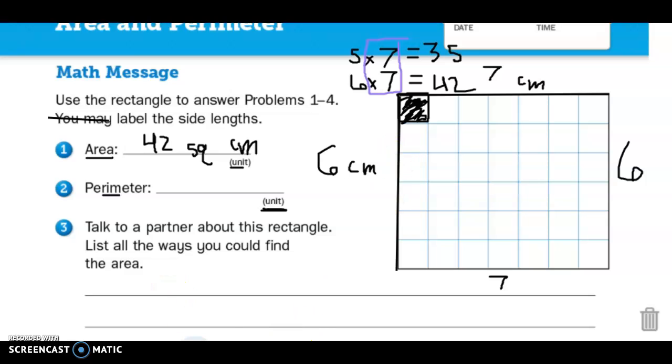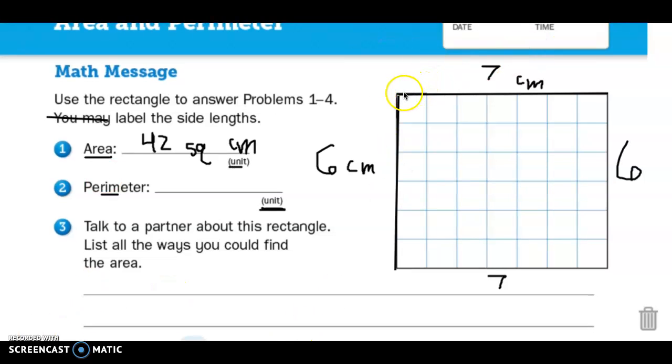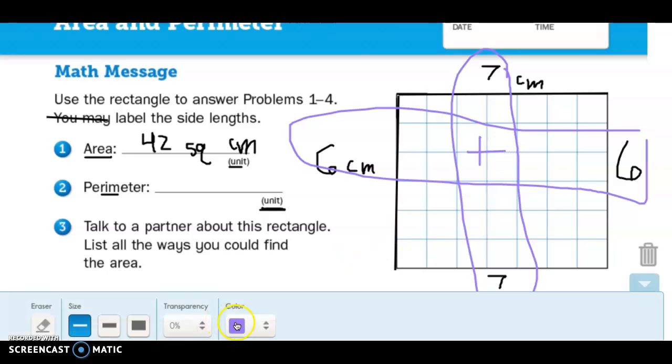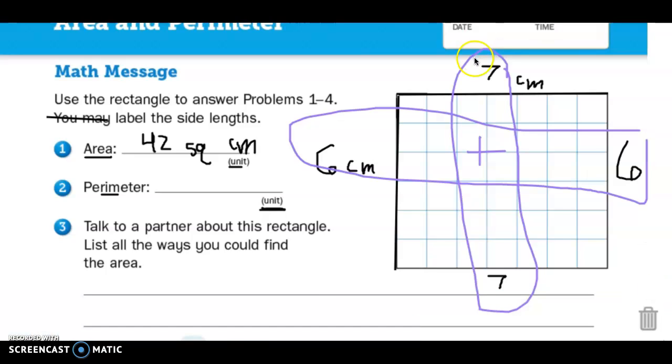Good. Now let's look at the perimeter. Okay, the perimeter, we need to add all of the side lengths together. We need to add 7, 6, 7, and 6. There's 2 ways we could do it. We could add the 7s together, and then we could add the 6s together, and then we add those 2 numbers. Or you could add 6 and 7, and since this is 6 and 7, you could just double this number, right? You could add them together, or you could do 6 plus 7 and then times 2, because there's a 6 and a 7 and a 6 and a 7, 2 of the same things.